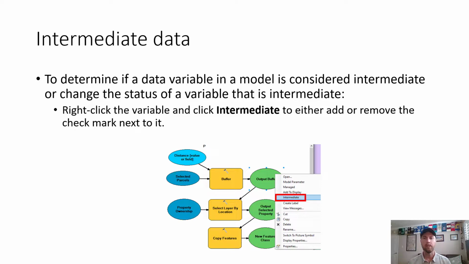To determine if a data variable in a model is considered intermediate, or to change the status of a variable that is intermediate, you can right-click the variable and click intermediate. There's also an intermediate button as well. If you click on a data output and highlight it, so it has those little boxes around it, there's an intermediate button on the top of your ModelBuilder ribbon as well.